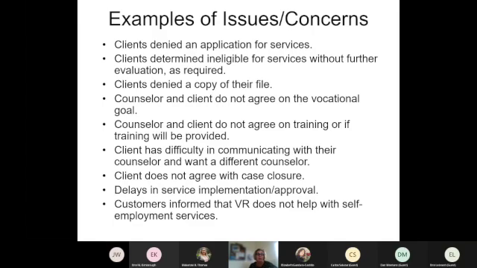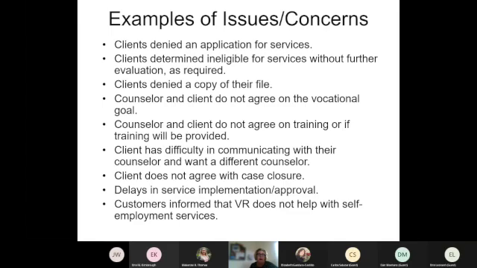Some examples of issues and concerns. A customer might be denied an application for services. They might have been determined not eligible for services without going through the process of a trial work period. And that's what that further evaluation means, is that there needs to be a real robust effort to determine that someone would not benefit from vocational rehabilitation services. I tell my clients it's hard to determine someone not eligible. And it can't be based on opinion. It can't be based on a doctor report. It's based on the application process and that trial work period. Sometimes clients contact us if they can't get a copy of their file, or maybe they're not getting a call back.